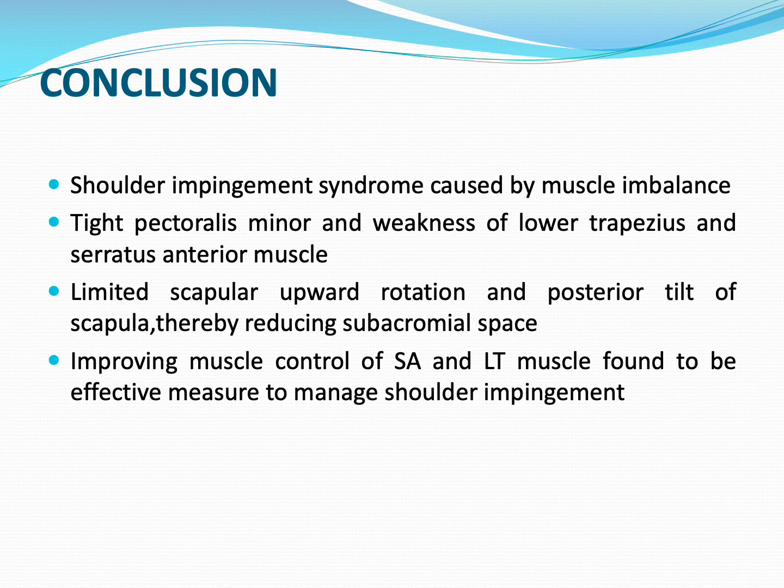Then what I can conclude from my case study is shoulder impingement syndrome is caused by muscle imbalance, which is tightness of pectoralis minor and weakness of lower trapezius and serratus anterior muscle. It causes limited scapular outward rotation and posterior tilt of the scapula, thereby reducing the subacromial space, hence leads to shoulder impingement. So, improving muscle control of serratus anterior and lower trapezius muscle was found to be an effective measure to manage shoulder impingement.